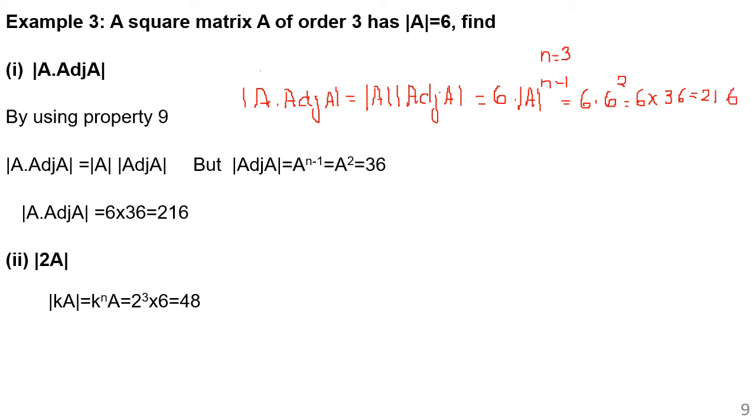And the second problem is we have to find the determinant of 2A. In general, we know that determinant of k into A is given by k to the power n into determinant of A. Here k is, in this case, 2 and n is 3, multiplied by 6. So 2 to the power 3 is 8 multiplied by 6, that gives you 48.